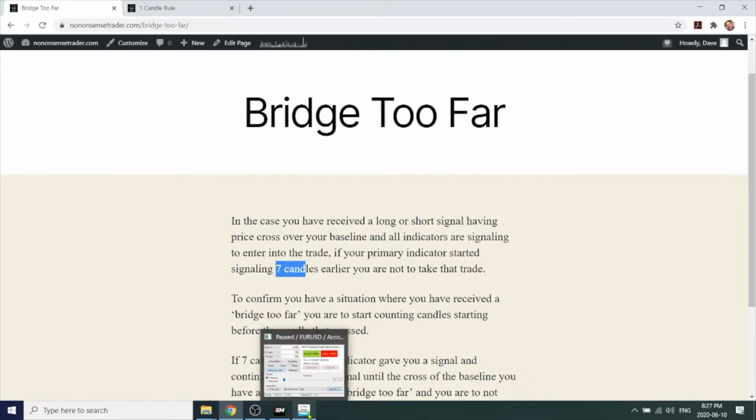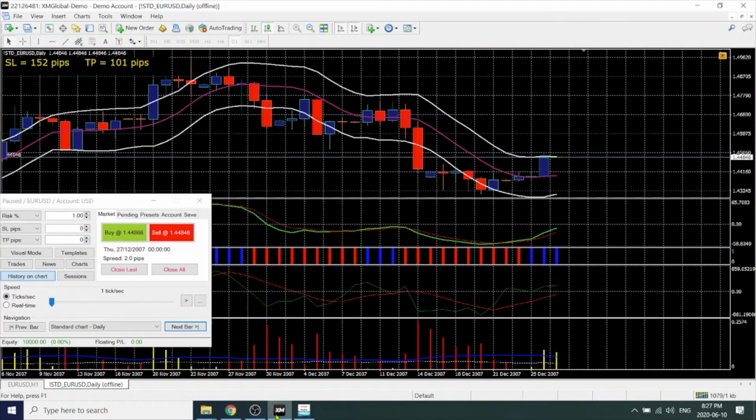So that's confusing, because then what the heck is the one candle rule? Because in this case, he's only counting one candle to catch up. And the other one, he's saying if it's signaled 7 candles before. Okay, well, that is contradictory. Okay, that doesn't make any sense.